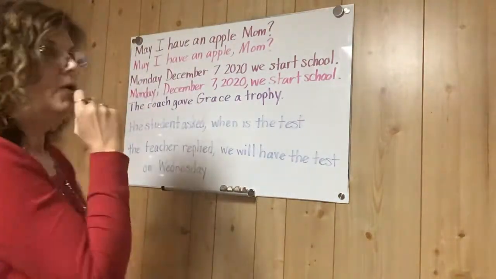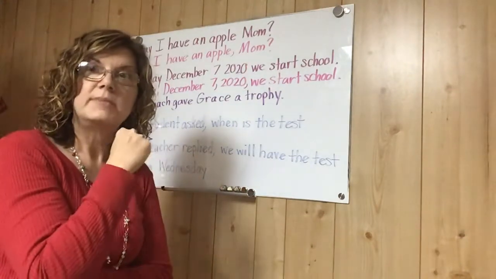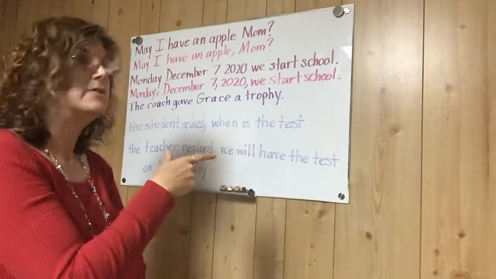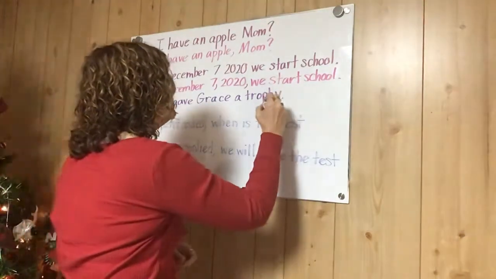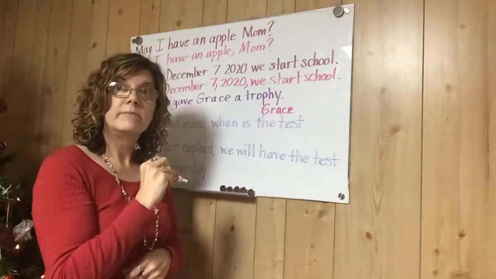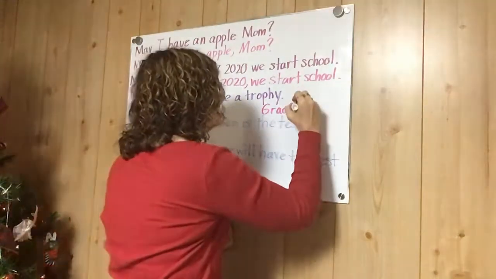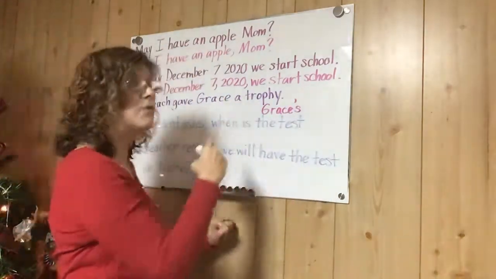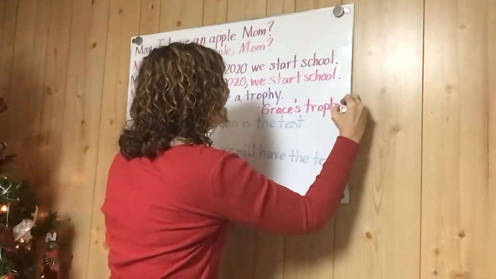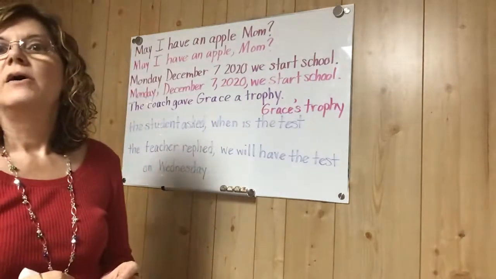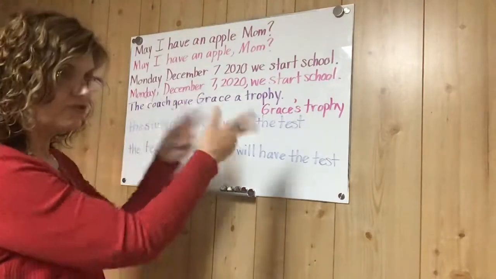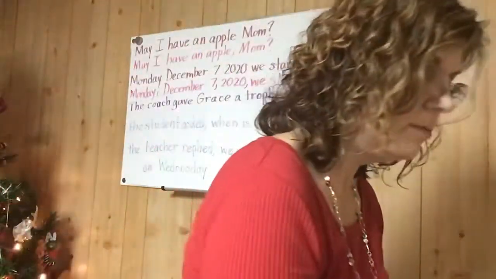So if the coach gave Grace a trophy, who owns it, who possesses it, and what are they possessing? Is the coach possessing something, or is it Grace? You should be saying Grace, so you would write Grace. How do you make a possessive? Apostrophe S. Very good. Grace's what? Grace's trophy. So that's all you would have to do: take the coach gave Grace a trophy and say that means it's Grace's trophy.